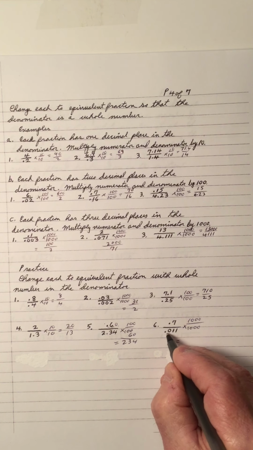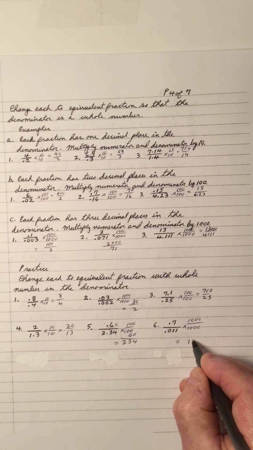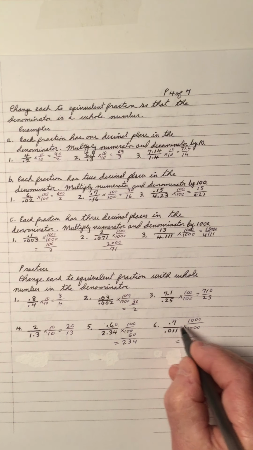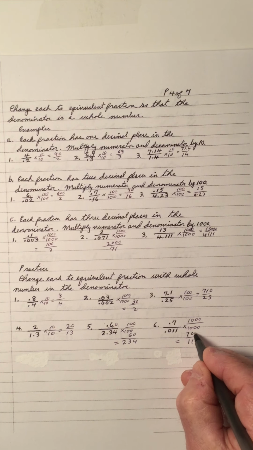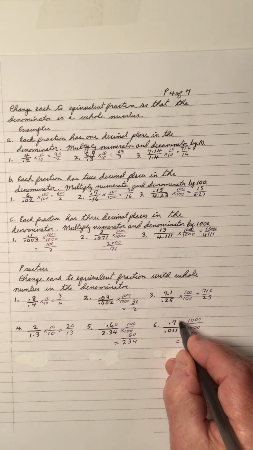So your denominator, three places. 1, 2, 3 gives you 11. And you move decimal 7 three places. Is 7, 0, 0. 1 and two more zeros.